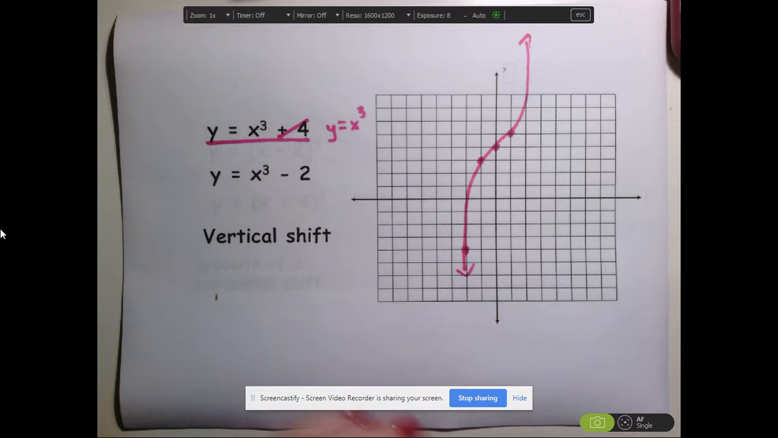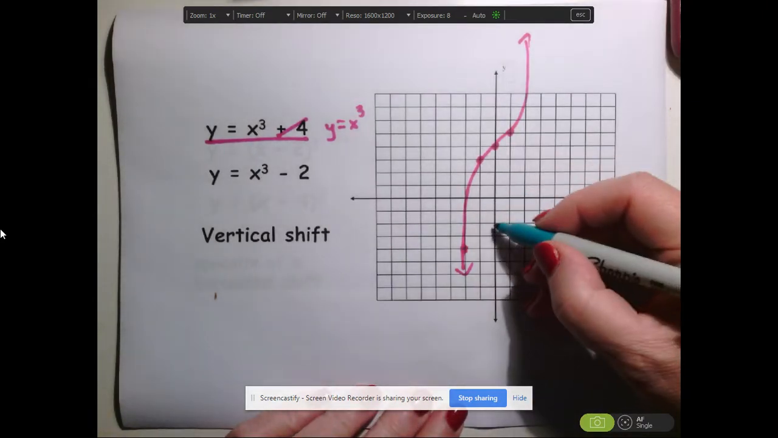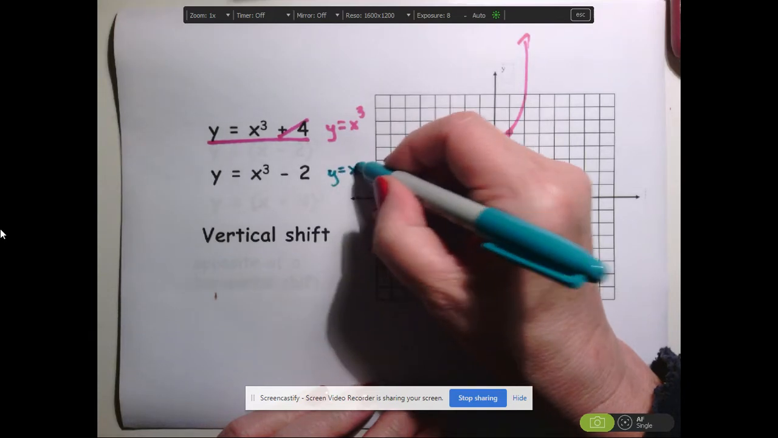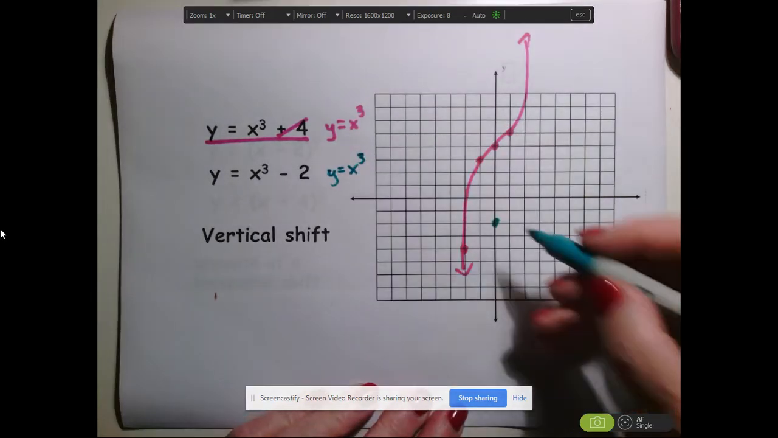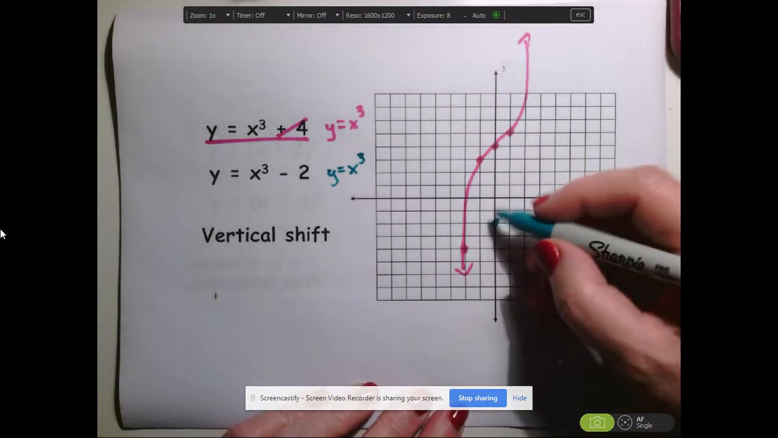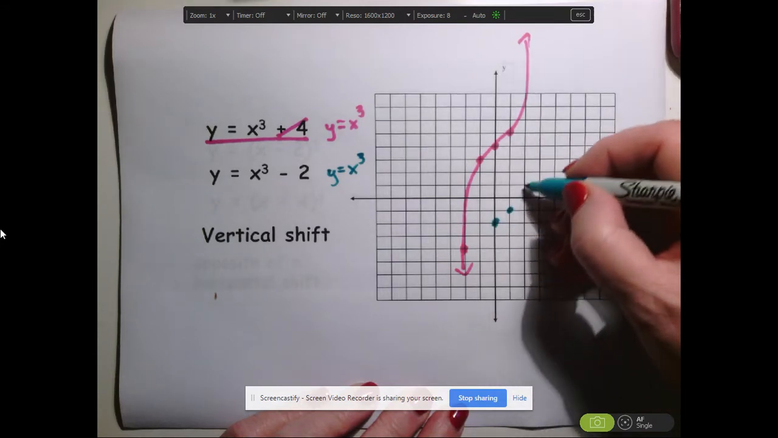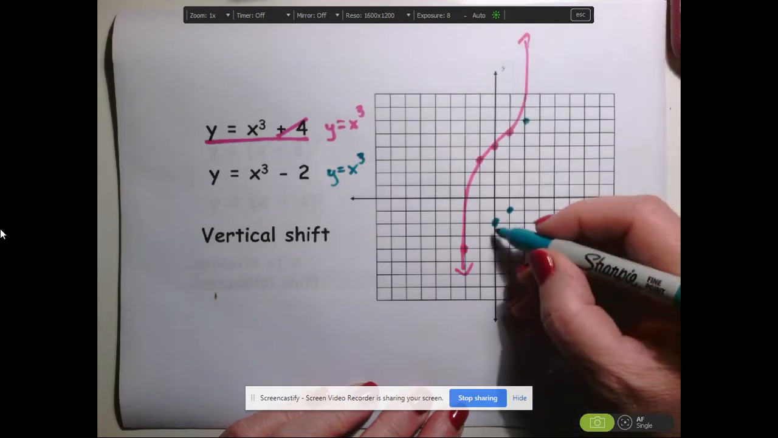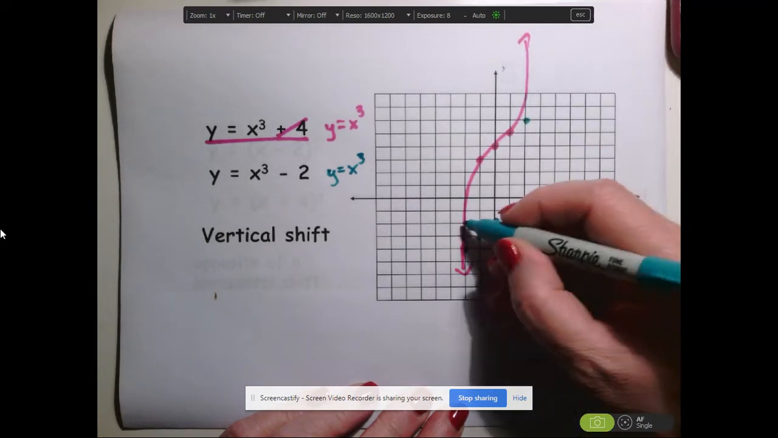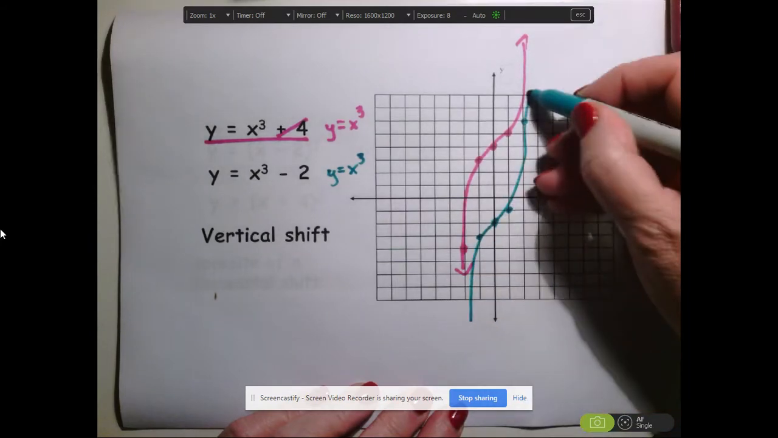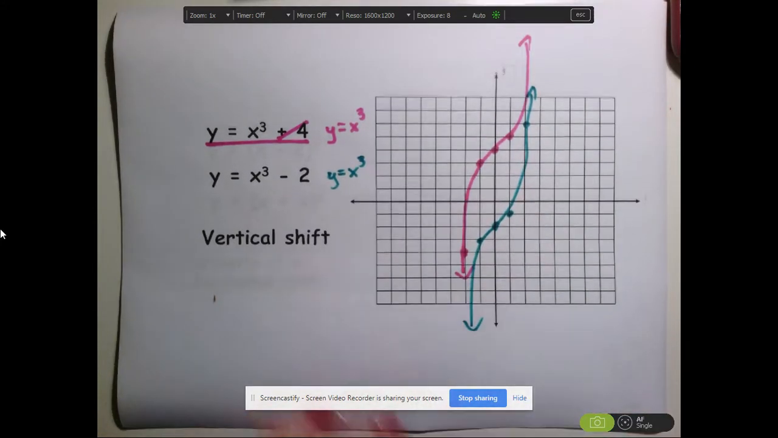If I were to graph the next function, which here would be a shift of -2, I would do a very similar thing, except I would take my origin, shift it down 2, and now I'm going to ignore that shift, and I'm just going to graph y equals x to the third from my shifted point. I'll go over 1, up 1, over 2, up 8. I'll go over 1, down 1, and over 2, down 8, and again, I'll be off my graph. And I'll just kind of connect my dots and give it a nice little curve like that.